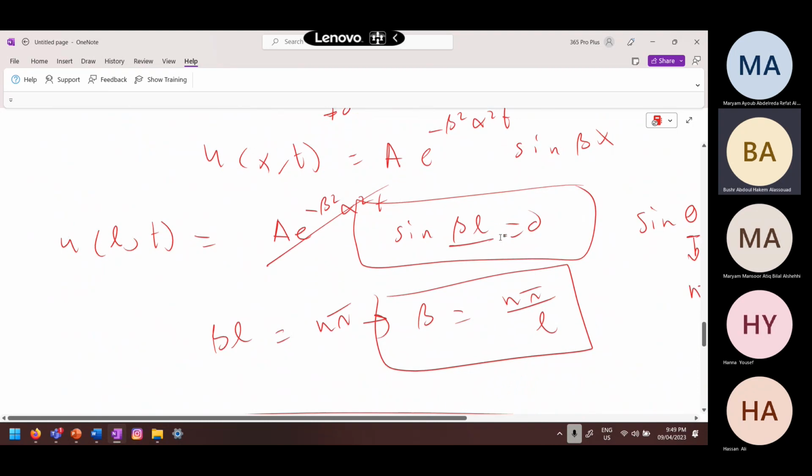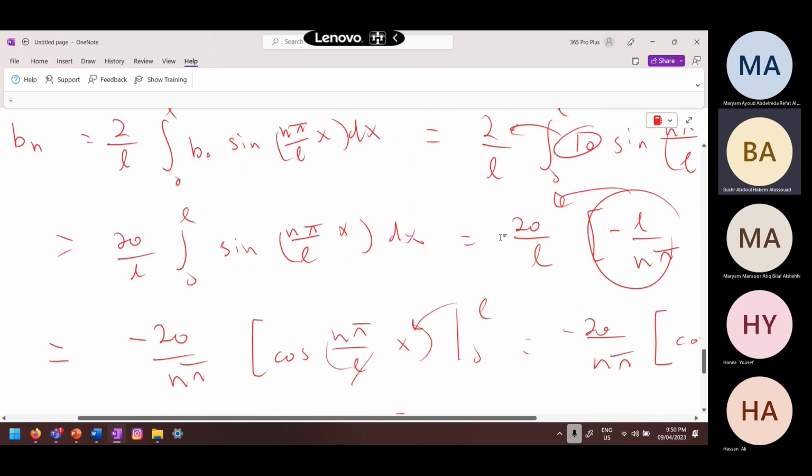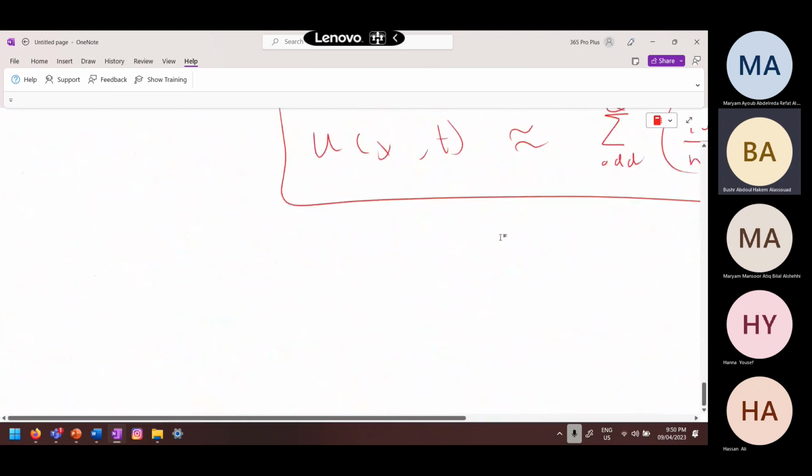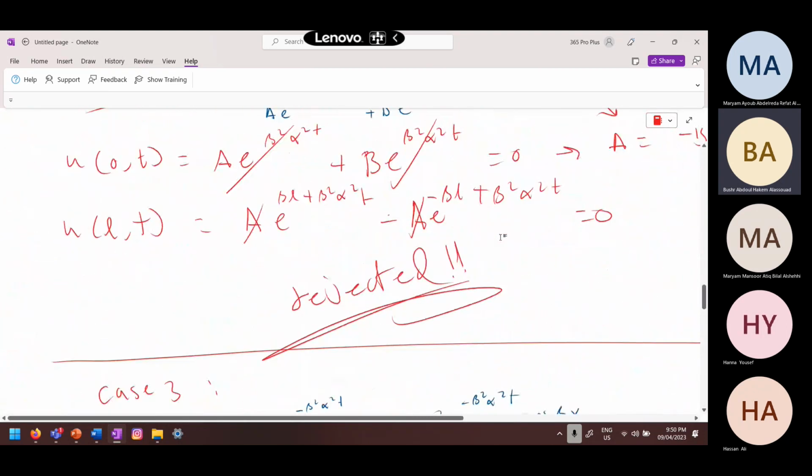Eventually, you must end up with sine beta L equal to zero, which will give you beta equal to n pi over L. Finally, apply the Fourier series. There's nothing new to learn from the Fourier series because you already know that from chapter 7.